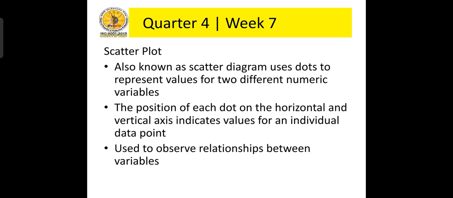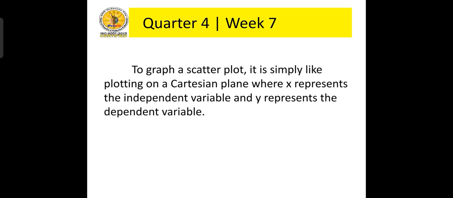Another definition: a scatter plot, also known as a scatter diagram, uses dots to represent values for two different numeric variables. The position of each dot on the horizontal and vertical axes indicates values for an individual data point. It is also used to observe relationships between variables. To graph a scatter plot, it is simply like plotting on a Cartesian plane where x represents the independent variable and y represents the dependent variable.